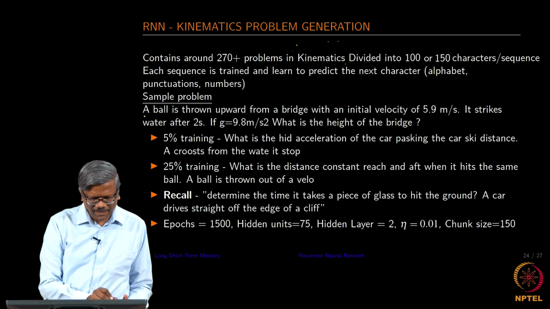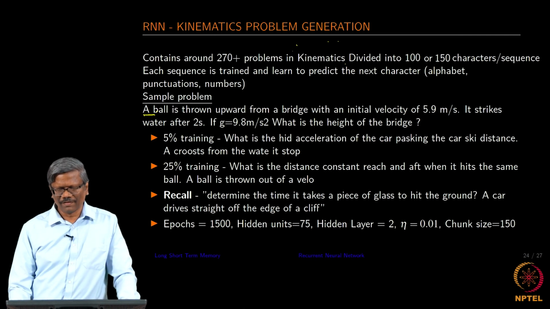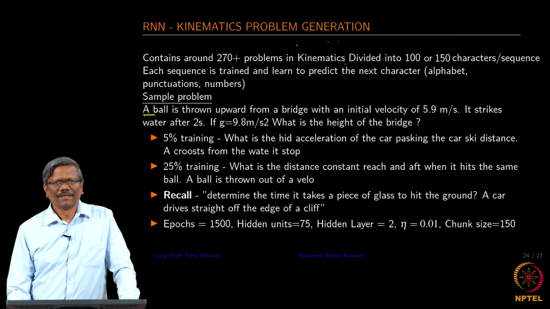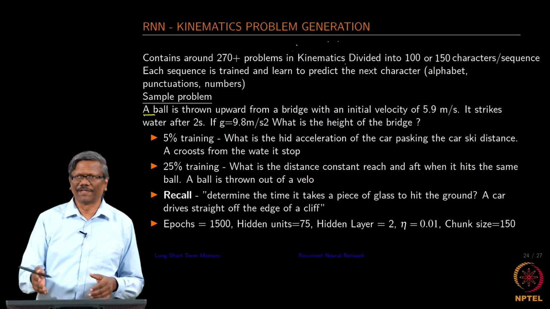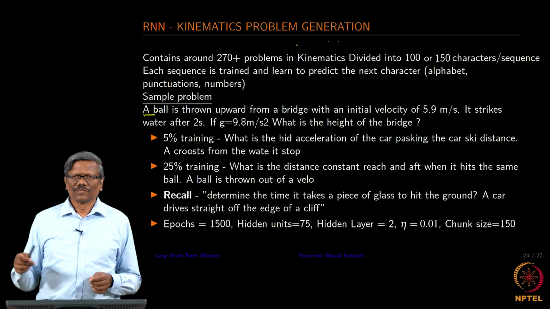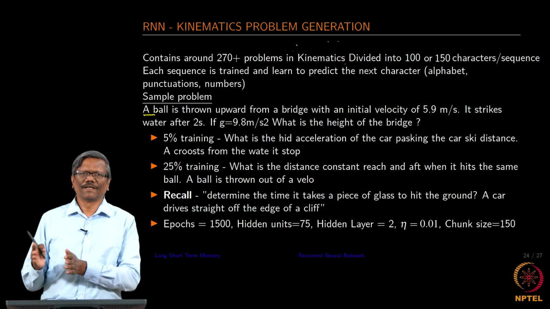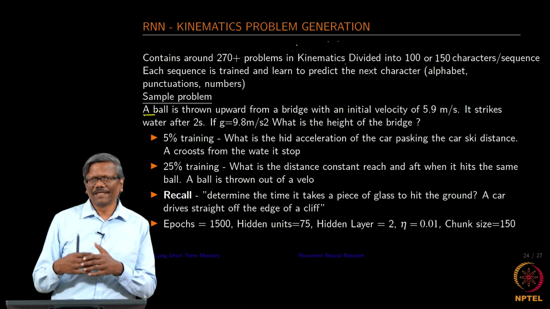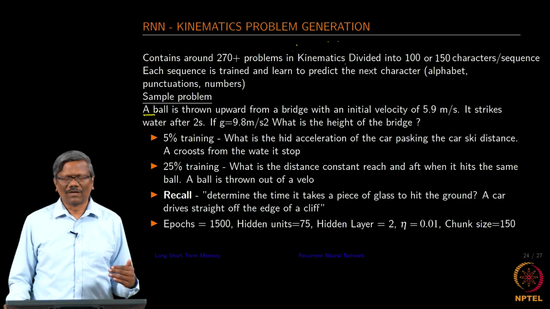Here I am just inputting some problems of this type. A ball is thrown upward from a bridge with an initial velocity of 5.9 meters per second. It strikes the water after 2 seconds. If g equal to 9.8 meters per second square, what is the height of the bridge? So, I have problems of this type and 270 of them. I want the machine to read these problems and then try to predict what could be the next character, try to predict when is the ending of a word, and then finally construct a sentence for me. So, this is the goal of that. I have one RNN.